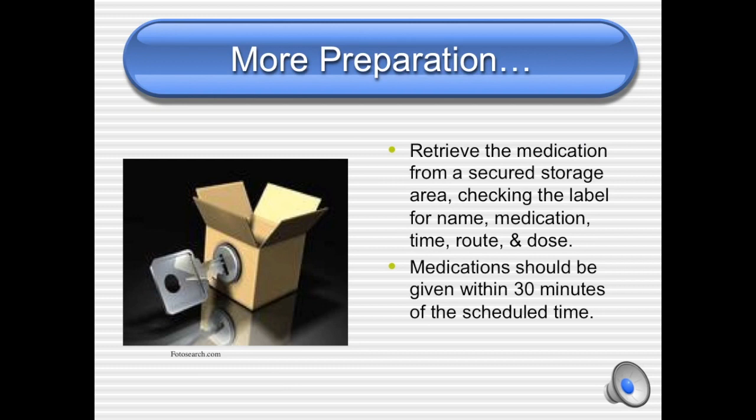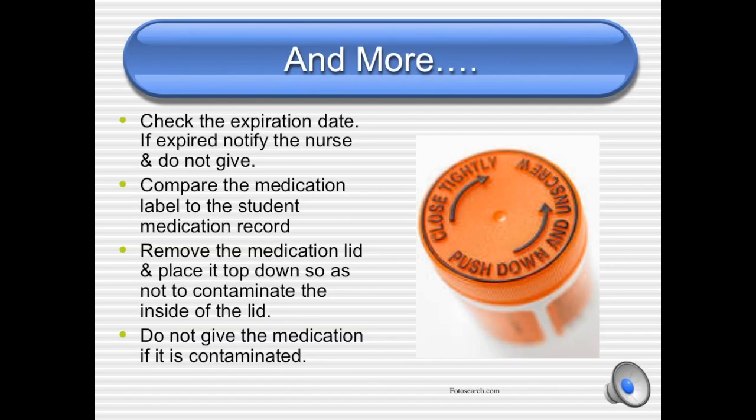If it is not given during this time frame, it is considered a medication error and should be documented as so, and the school nurse notified. Check the label. Check for the expiration date. If it is expired, do not give the medication and notify the school nurse. Compare the label to the medication record.